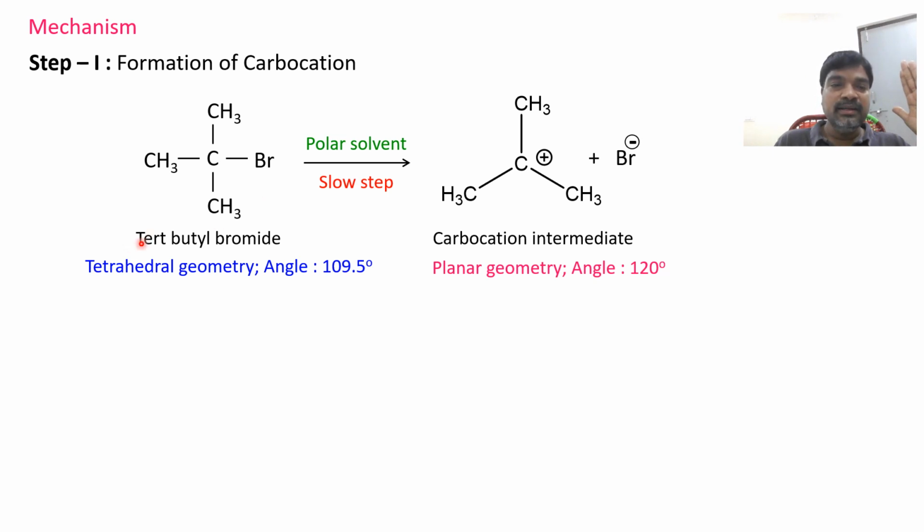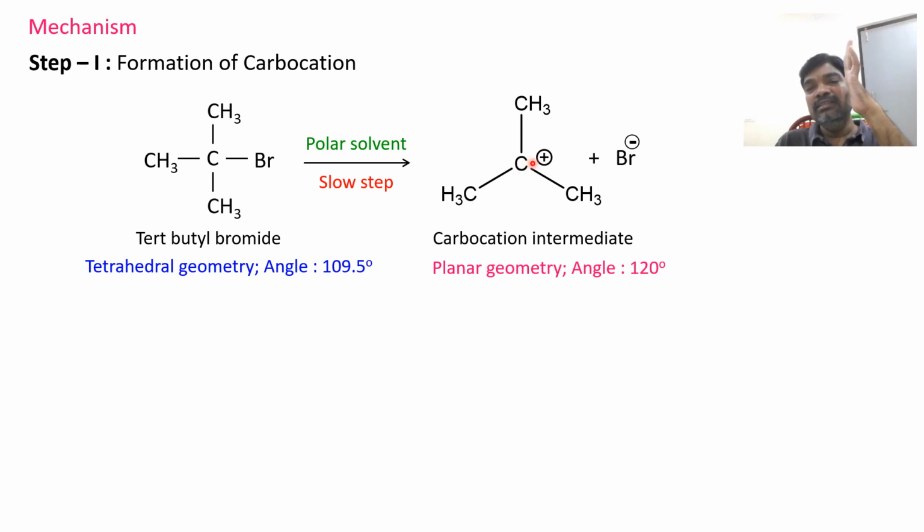Here we have to remember that tertiary butyl bromide has tetrahedral geometry. In this, the bond angle between the carbon and another carbon is 109.5 degrees. But when Br minus is removed from the tertiary butyl bromide, this carbocation intermediate has planar geometry, changing from tetrahedral geometry to planar geometry. This carbocation has planar geometry, and the bond angle between the carbon atoms is 120 degrees.